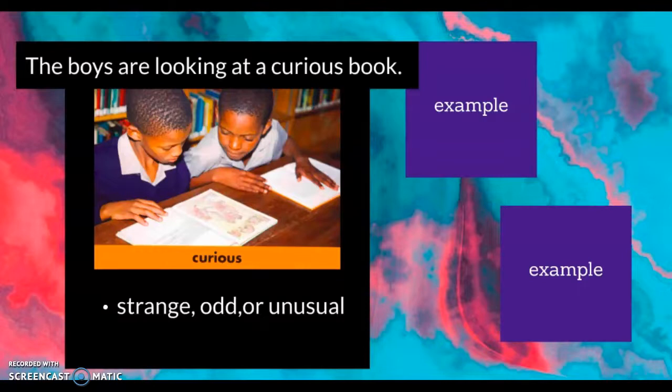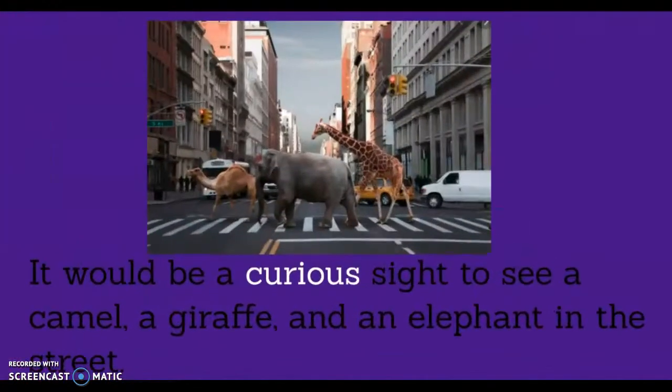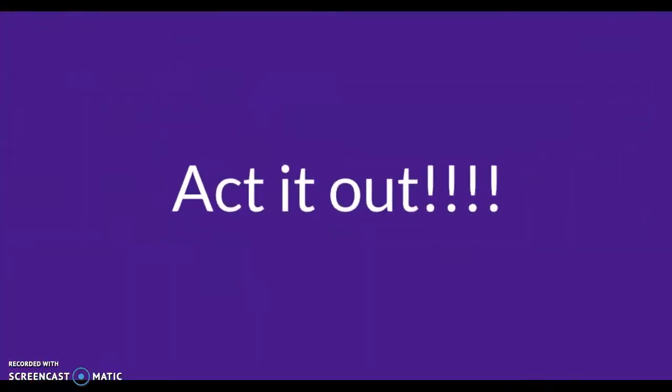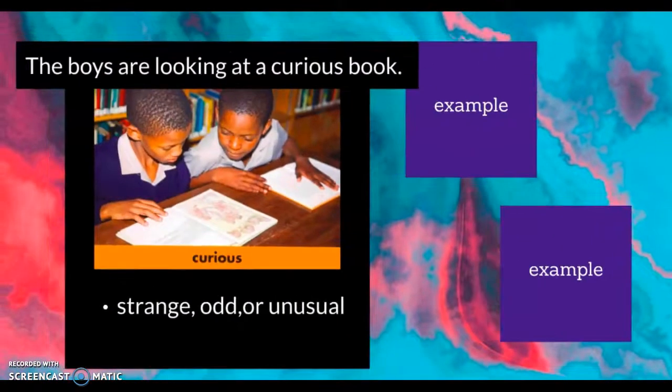What's another example sentence? I have, it would be a curious sight to see a camel, a giraffe, and an elephant in the street. Can you imagine that? All of a sudden you're driving in Blooming Prairie and you see a camel, an elephant, and a giraffe. That would definitely be very strange or odd. Okay, acting it out. Maybe you are making a confused face, or you're pretending you have a magnifying glass and then you're looking at something really closely because it seems odd or strange. That's curious.